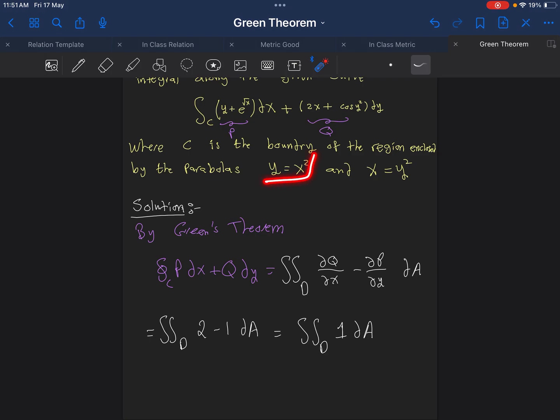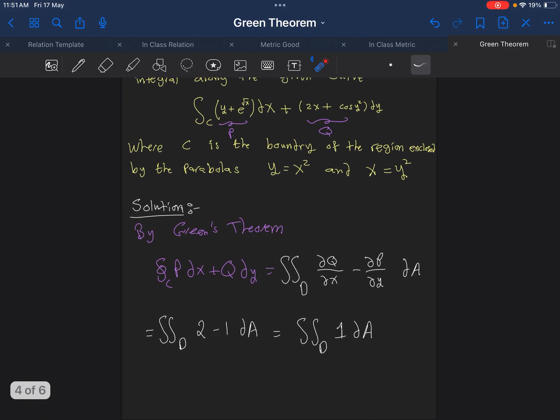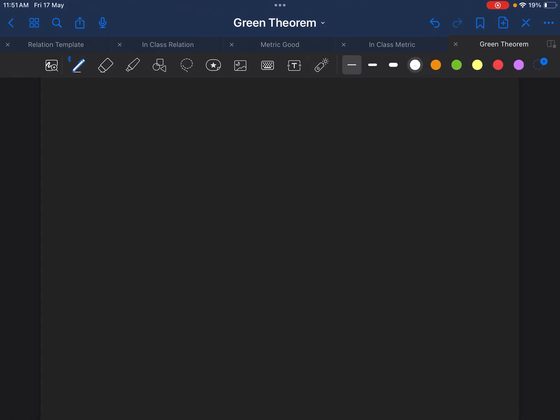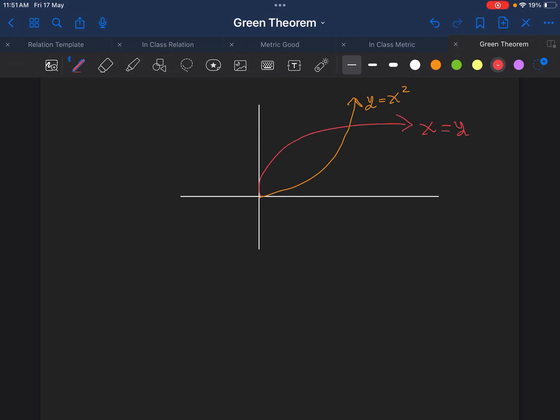Now my region consists of 2 parabolas, x equals y squared and y equals x squared. So if we open a new page here, this is y equals x squared, and then the second one will be this one, x equals y squared. Now the first thing we need to do is find those intersection points up here. So how do we find the intersection points?